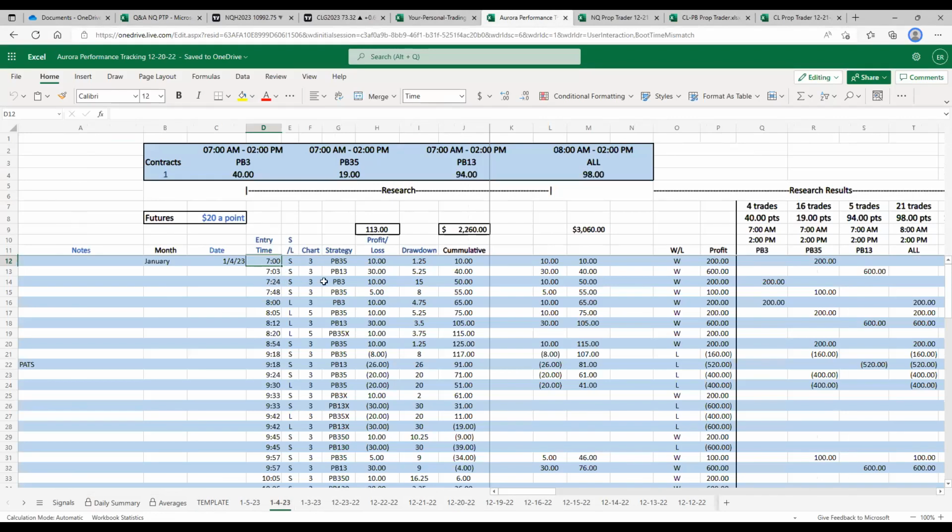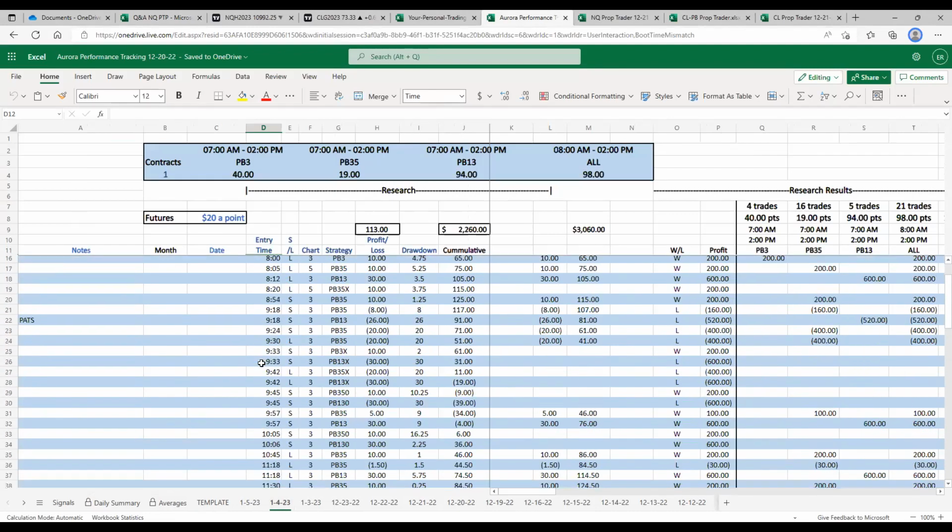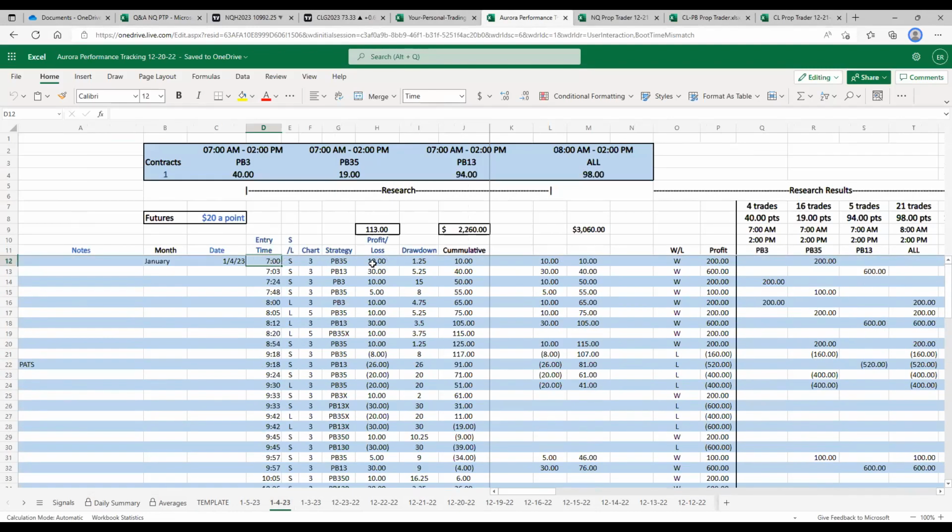This is where we're tracking each trade from 7 a.m. to 2 p.m. Eastern time. So all of these trades are tracked in real time with real performance, with real time decision making. We have a profit target for PB3s and 35s at 10 points and a stop loss at 20 points. That will be adjusted if there is a fractal that can offer a stop with less risk.